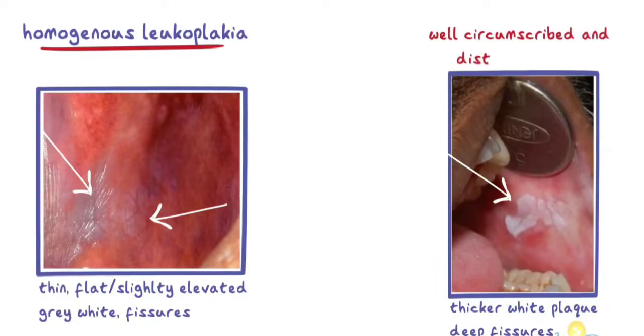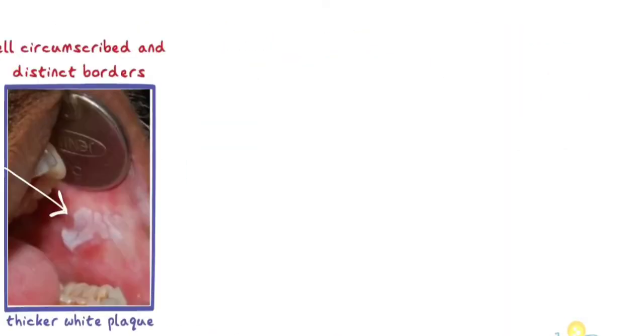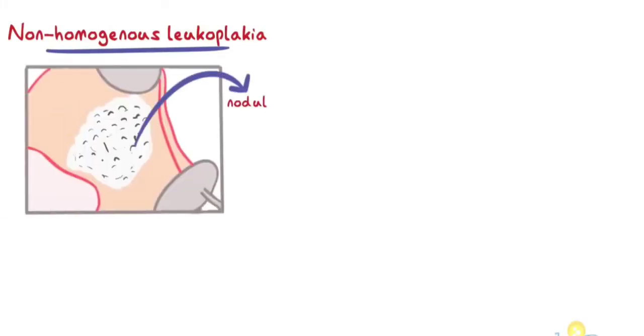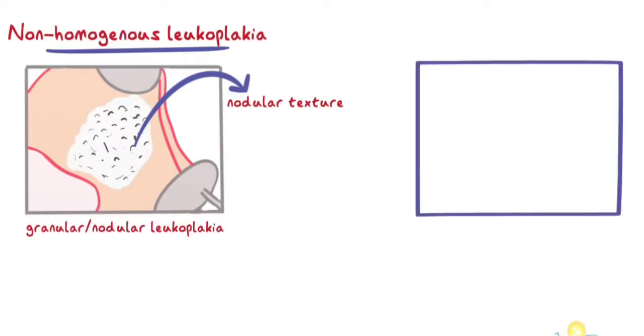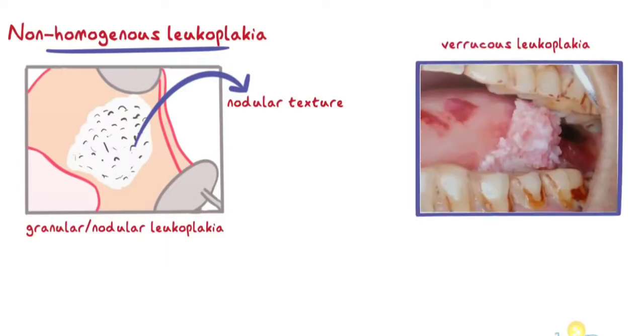These lesions are well circumscribed with sharply demarcated borders. Now, if these homogeneous lesions develop surface irregularities, they are called granular or nodular leukoplakias. And they are called verrucous leukoplakias when they develop deep corrugations and wart-like projections.